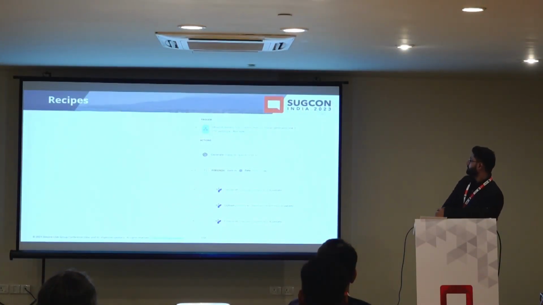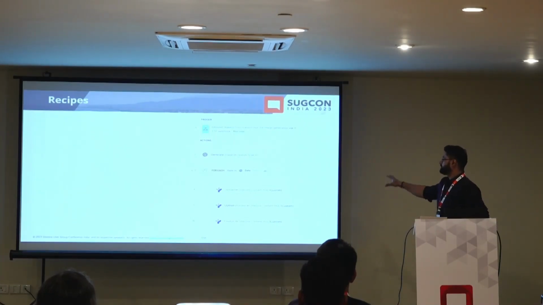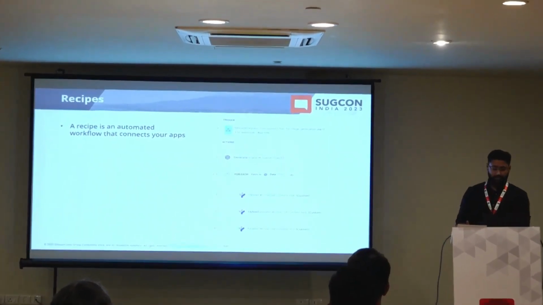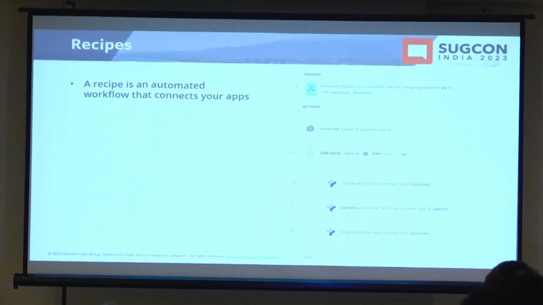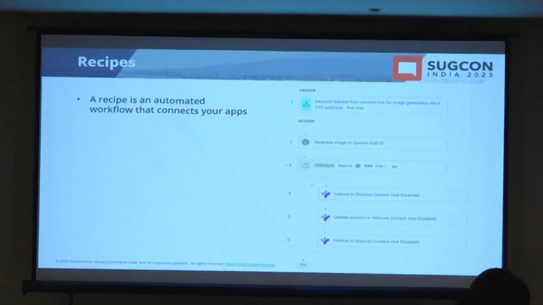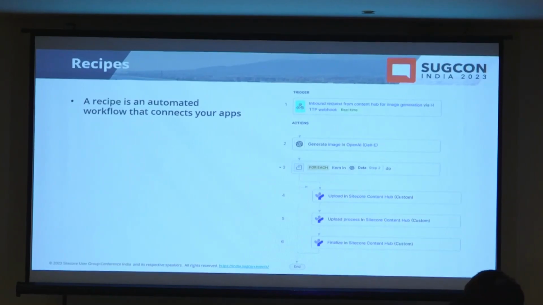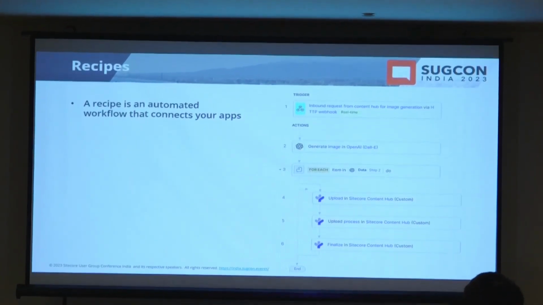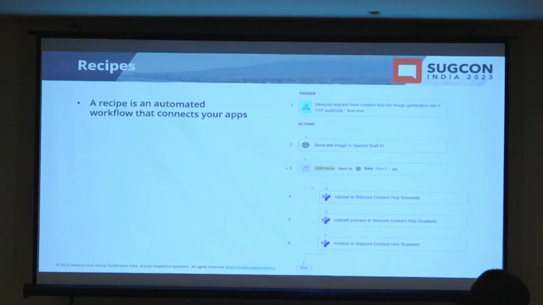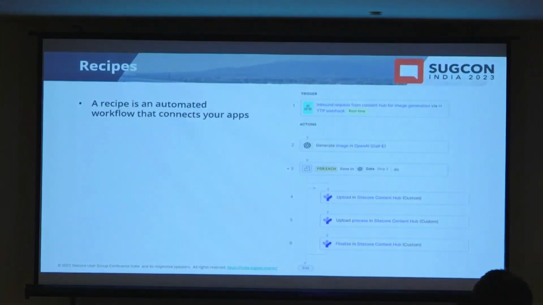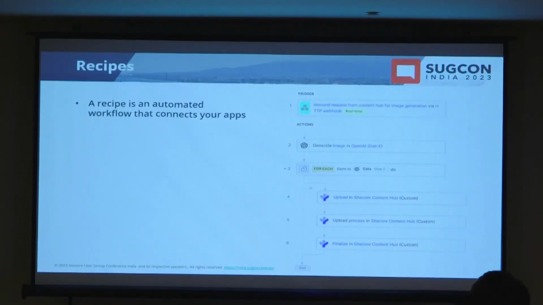If you see this screenshot here, this is the recipe which I have used in one of my demos. What actually is a recipe? A recipe is an automated workflow that connects your apps. If you see a left side system and a right side system, and there is something in between them, that's a recipe. In layman's terms, a recipe is just a set of steps. That's it.